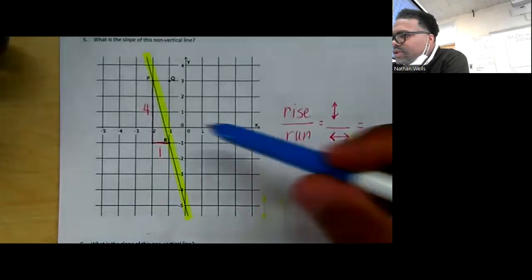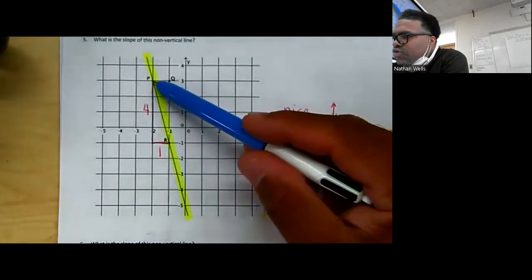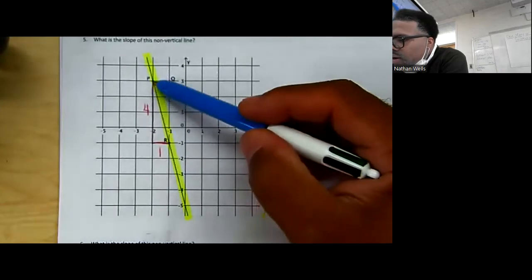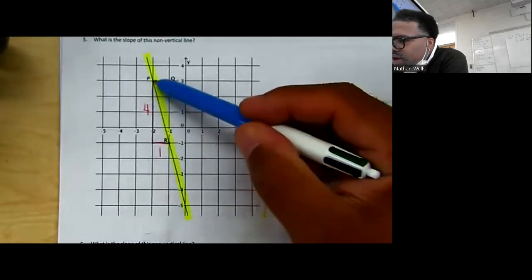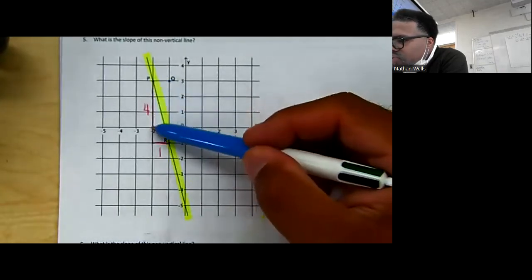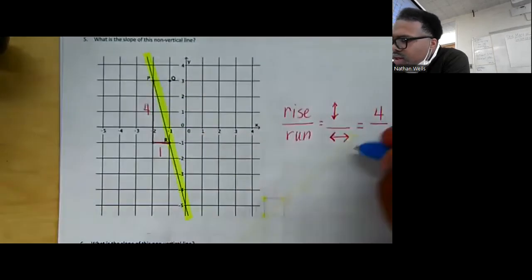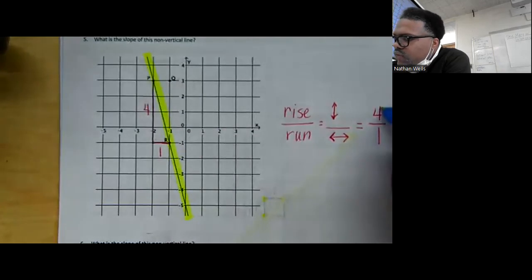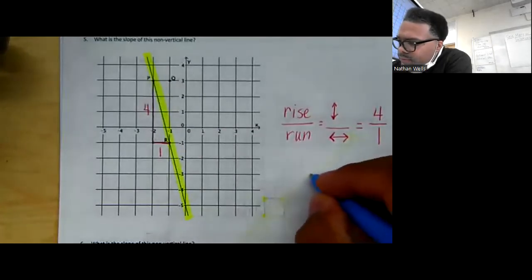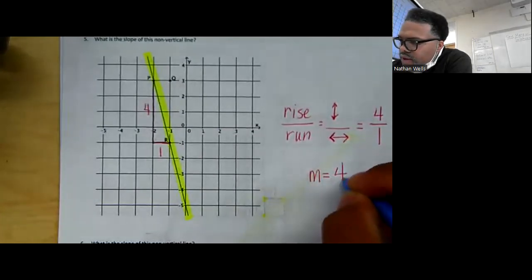Excuse that interruption. But we dropped, our rise was 4 because from here to here is 1, 2, 3, 4. And my run is 1. 4 divided by 1 is 4.